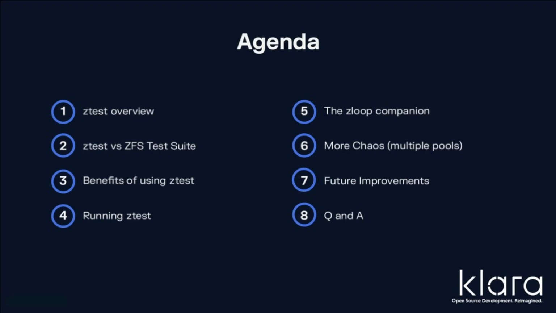So I'm going to talk about ztest and what it is, basically, and how it's different from this other tool we have called the ZFS Test Suite, and some of the benefits I've found, and go over a little bit of how you run it. And then there's this other tool, a companion to ztest called zloop. Show of hands, has anybody heard of zloop? Oh, pretty good. And then I'll talk about a feature that I just worked on recently where we added multiple pool support to ztest, and talk about some future improvements we can do.